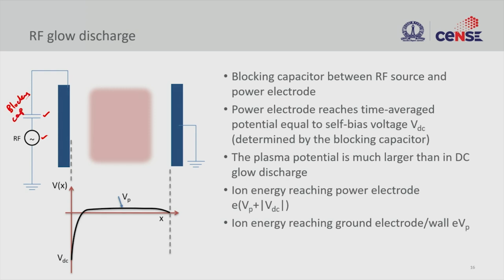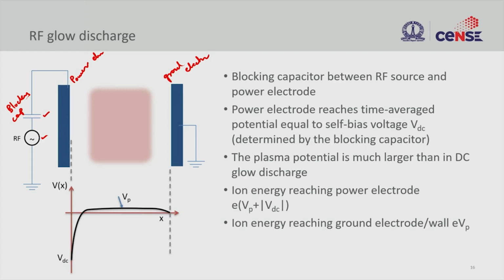So this blocking capacitor is between the power electrode and RF, and the other electrode of course is grounded, okay? So now we call this a power electrode, and this is the ground electrode. So now when I pump RF power through this blocking capacitor, I can push energy into it, and the same explanation holds true here as well.